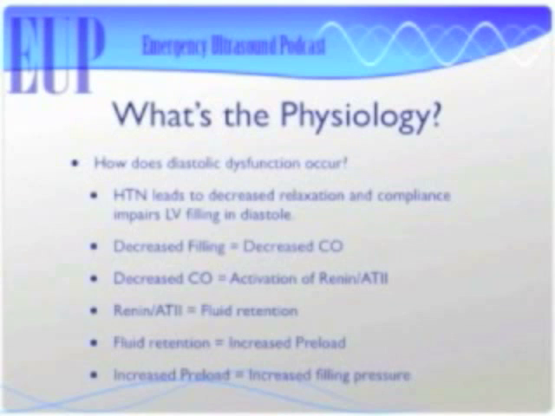Once you start having decreased cardiac output, you're not getting enough blood flow to the kidneys. That activates your renin-angiotensin system, which then causes fluid retention, and fluid retention leads to increased preload. Increased preload is the same thing as increased filling pressure, and increased filling pressure is the thing that causes blood flow back up in your lungs to cause pulmonary edema and acute heart failure exacerbations.